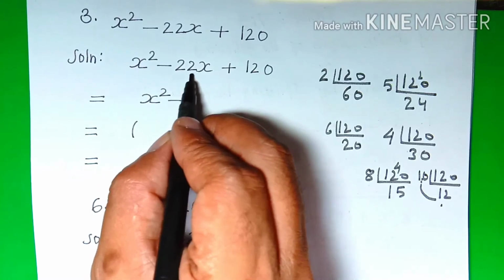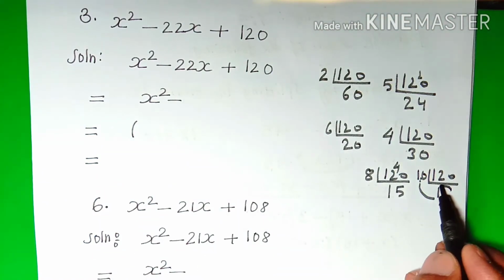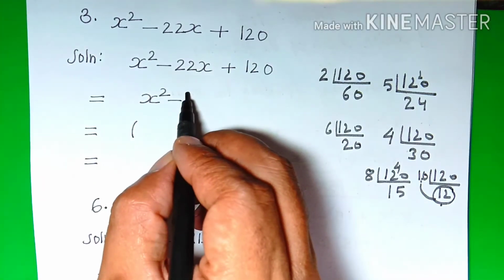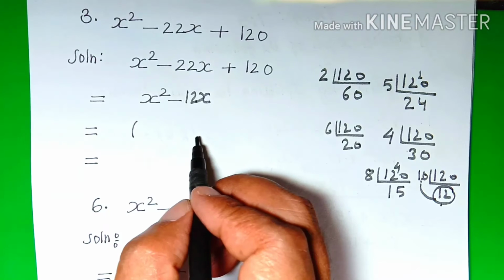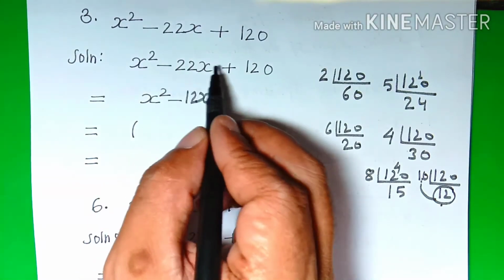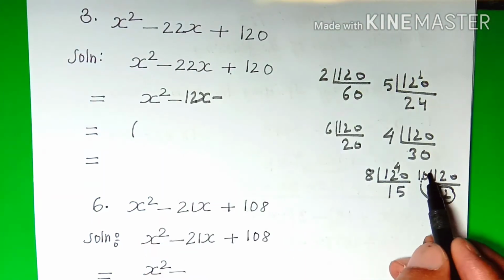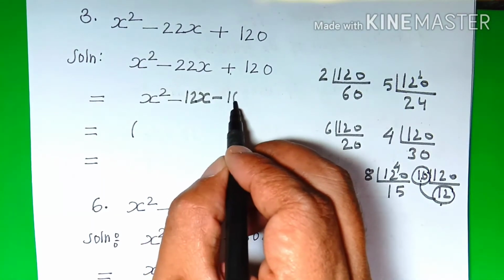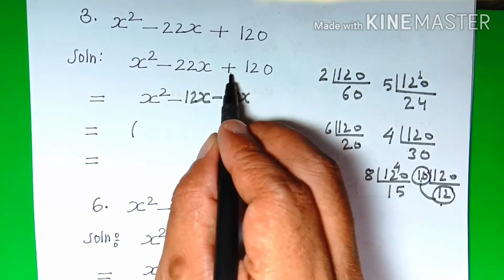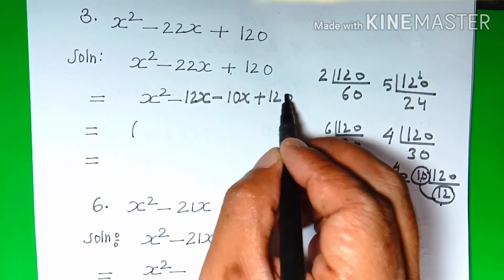So this 22 you'll have to substitute with these two factors. Take the bigger value first, that is 12. The same variable you can take here, x. Now multiply these two signs, minus plus, that is minus. Now the second factor I have here is 10, that is 10 followed by x. The third term you'll have to drop as it is along with the sign.